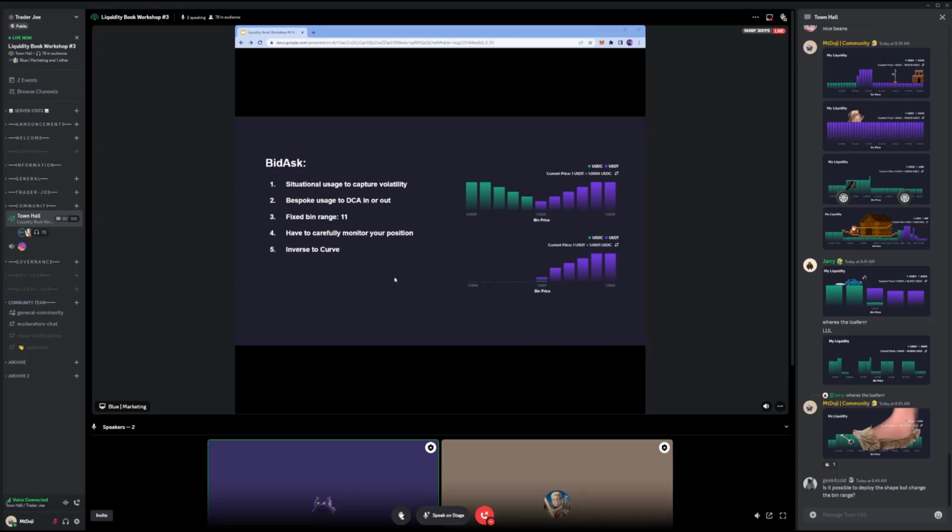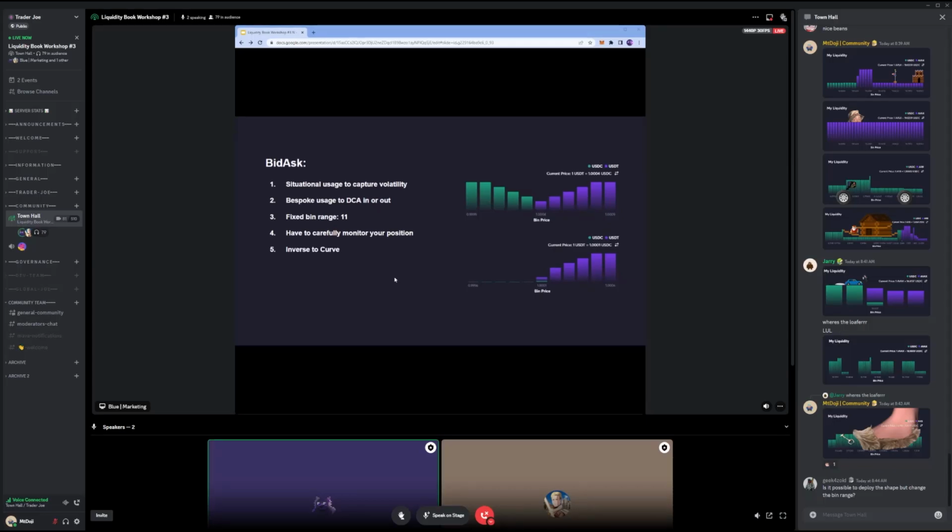It's a good question. It's not possible yet to deploy a bid ask or a curve and customize the range of bins you're deploying this over. You have to use Spot for a customized approach with your bin range. We do plan to radically overhaul the user experience with shapes, something which we can get to soon. The dev focus right now is on V2.1 deployment, but we do want to improve your customization across these different shapes.